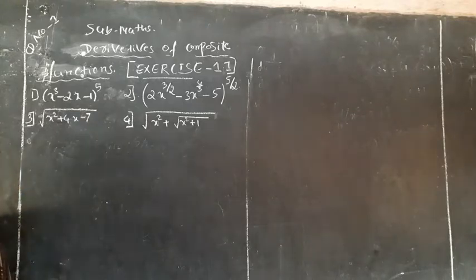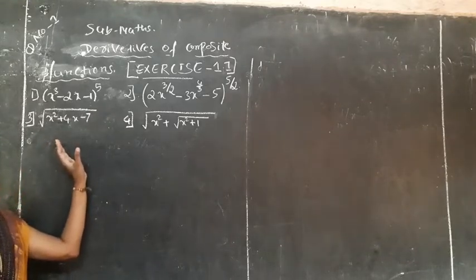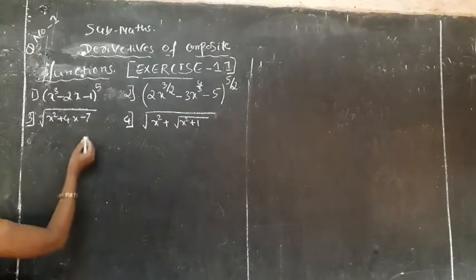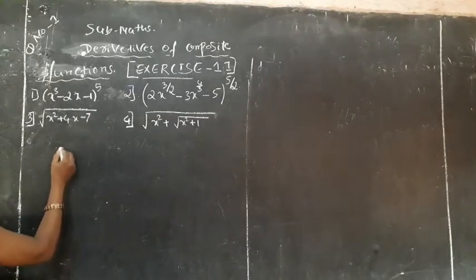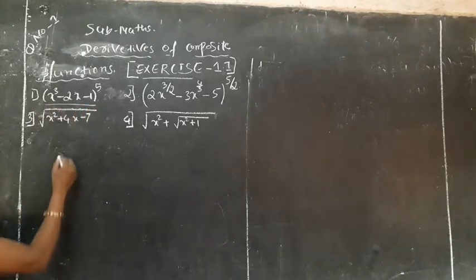Today we are going to discuss the derivatives of composite function, exercise 1.1, question number first. Let us see the examples one by one. First one, x cube minus 2x minus 1 raised to 5.